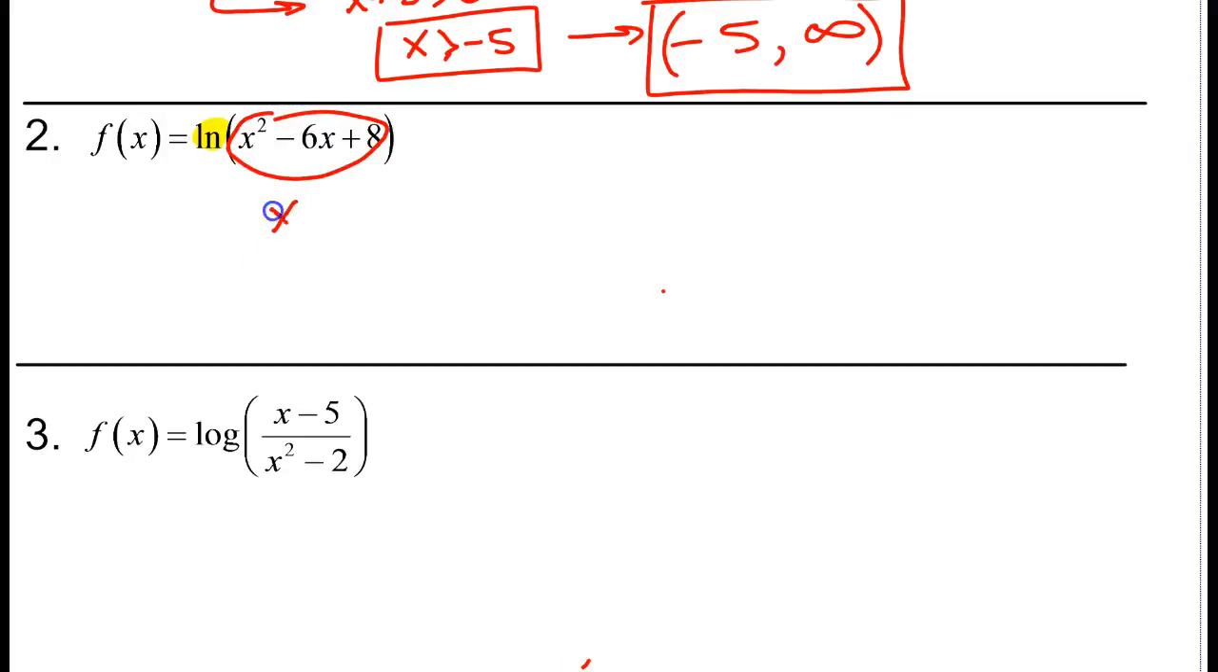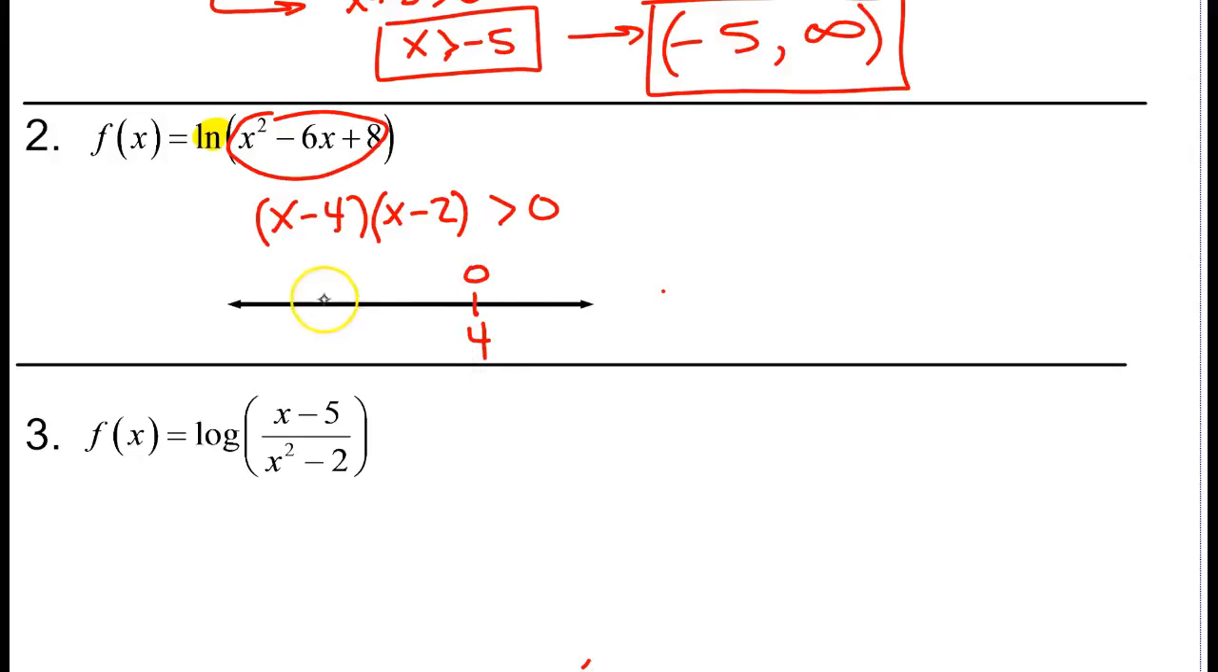Right away, I'm going to factor that into x minus 4 and x minus 2. And I want to make that positive. I'm now going to construct a sign chart. I'm going to put the number 4 on my sign chart, which is a 0, and 2 on my sign chart, which is a 0. And then I'm going to look at the signs as I come down the number line.